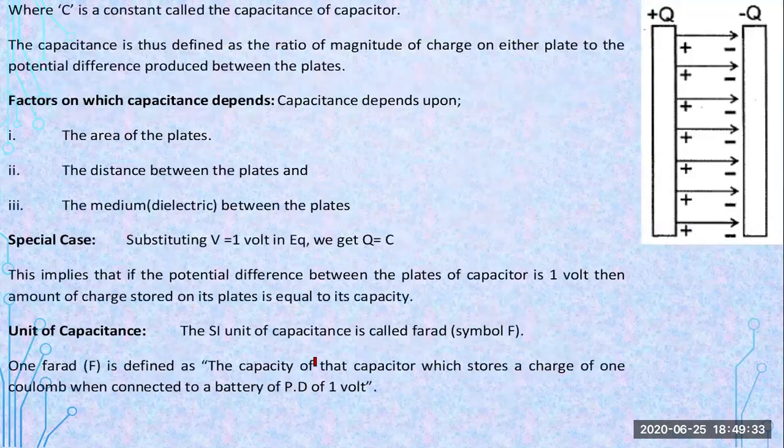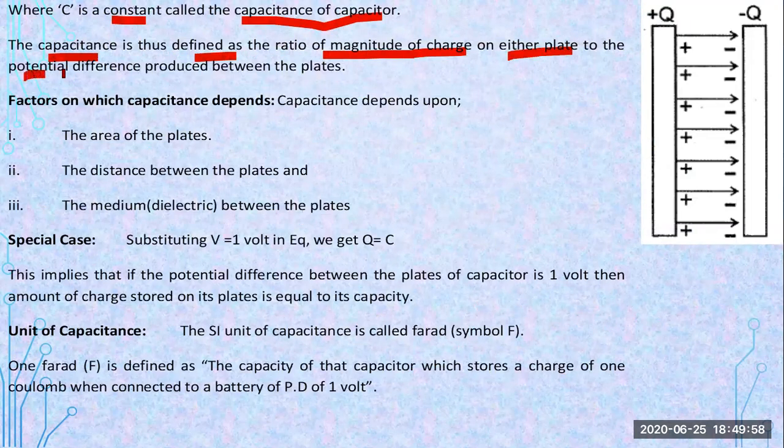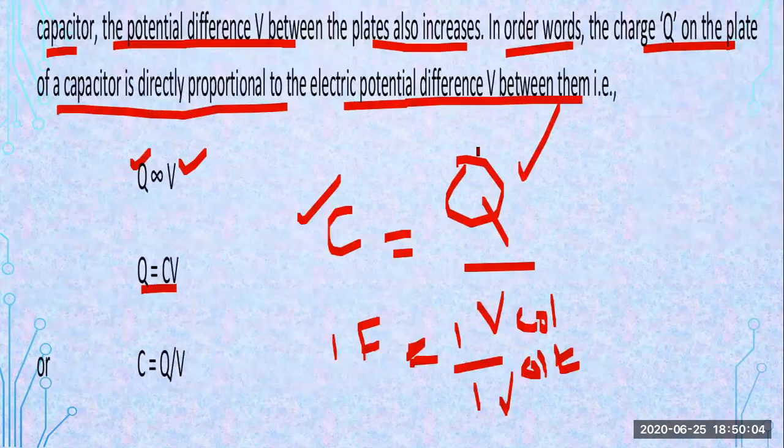Now let's move ahead. Here C is a constant. It will be constant for these plates, and we will see on what factors it depends for a certain design type of capacitor. The capacitance is thus defined as the ratio between the magnitude of the charge on either of the plates to the potential difference produced between the two plates. This ratio between the charges on the plates and the potential difference across the plates is called capacitance, and it is the capacity of the capacitor to store charges.